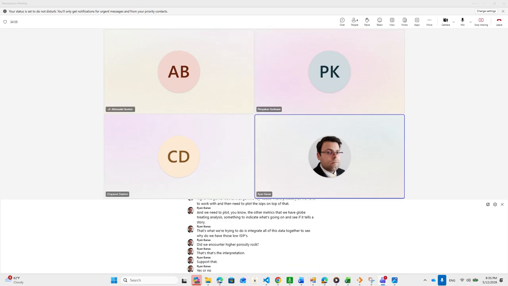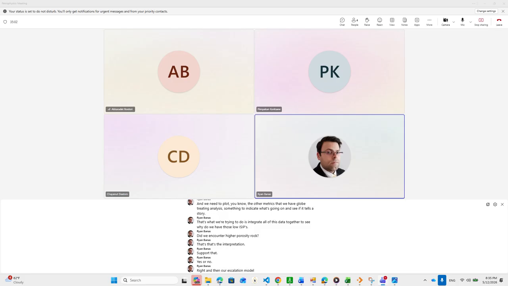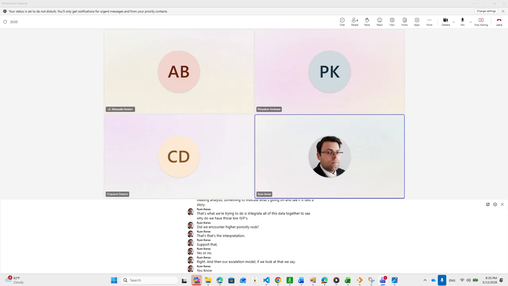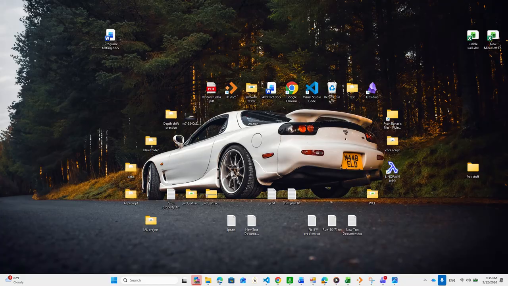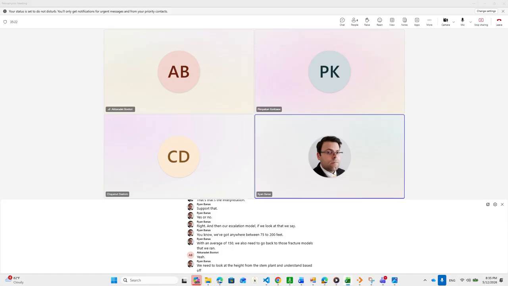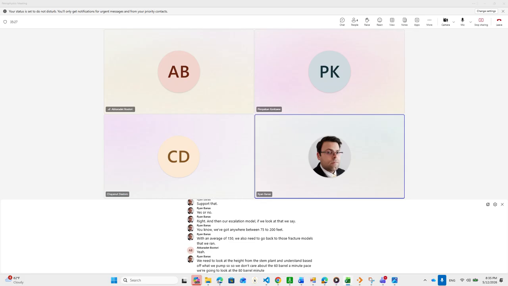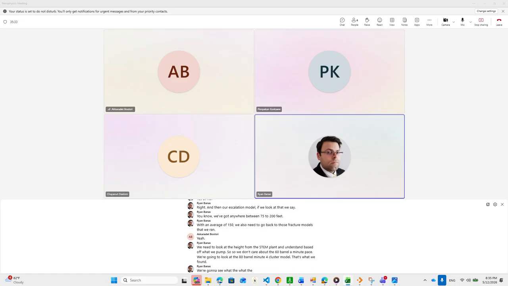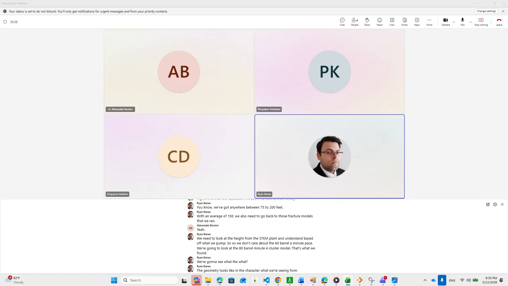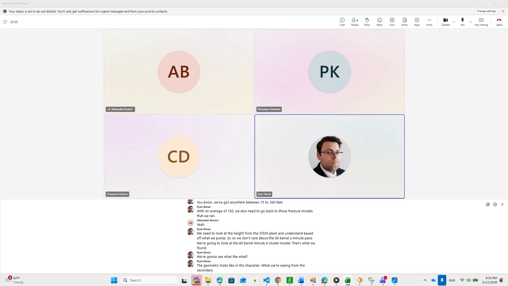Yes or no? And then our escalation model, if we look at that, we've got anywhere between 75 to 200 feet with an average of 150. We also need to go back to those fracture models that we ran. We need to look at the height from the stim plan and understand, based off what we pumped, so we don't care about the 60 barrel a minute case. We're going to look at the 80 barrel a minute 4 cluster models. That's what we pumped, and we're going to see what the geometry looks like in those compared to what we're seeing from the secondary independent measurement of height.